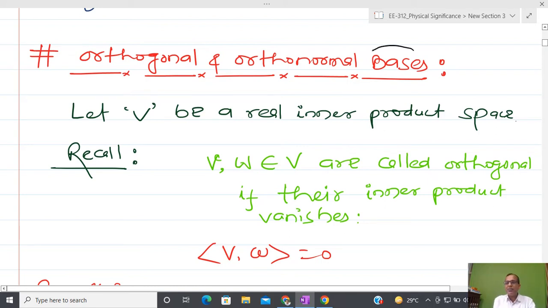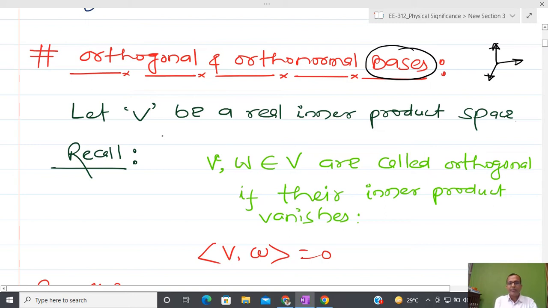Why are we concentrating on bases? Because if you know the basis of some space, then you are able to express any element of that space. So there is no need to worry about all vectors; you just have to worry about the basis. Due to that reason, I am going to define the orthogonal and orthonormal basis only, because if I know the basis, I can travel anywhere inside the space.